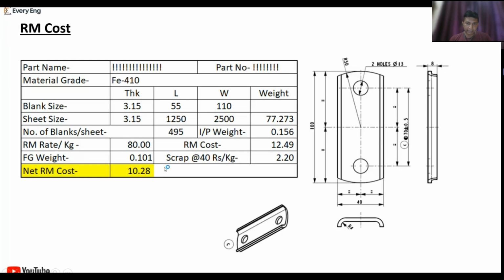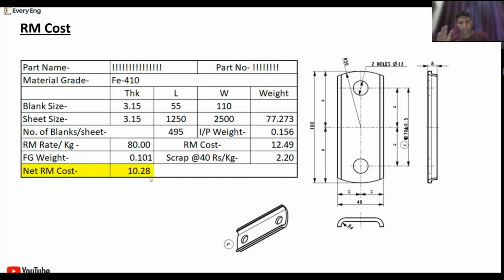And the scrap rate we subtract now: 0.156 minus 0.101. So that will be the scrap generated for each part, and we multiply that gap by the scrap rate at 40 rupees per kg. So scrap value is 2.20. Our RM input cost is 12.49 and scrap value is 2.20. So our net RM cost is 10.28.